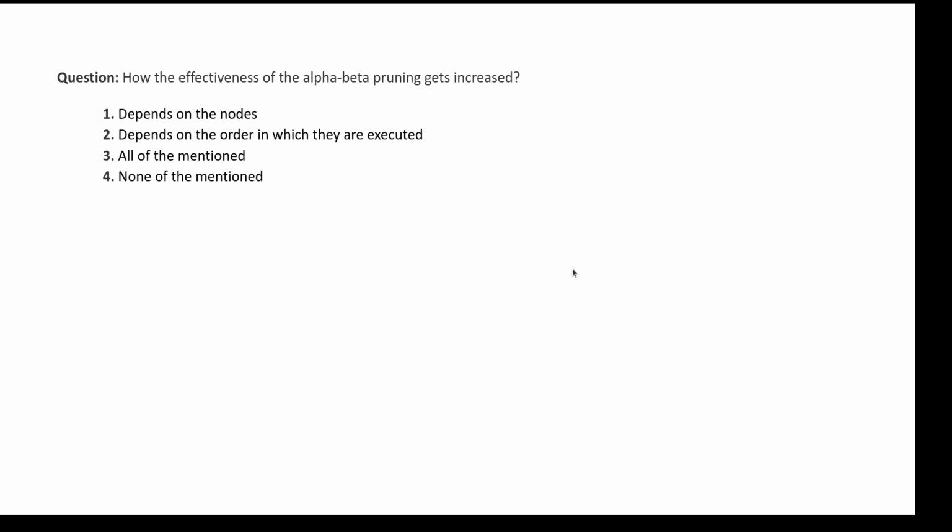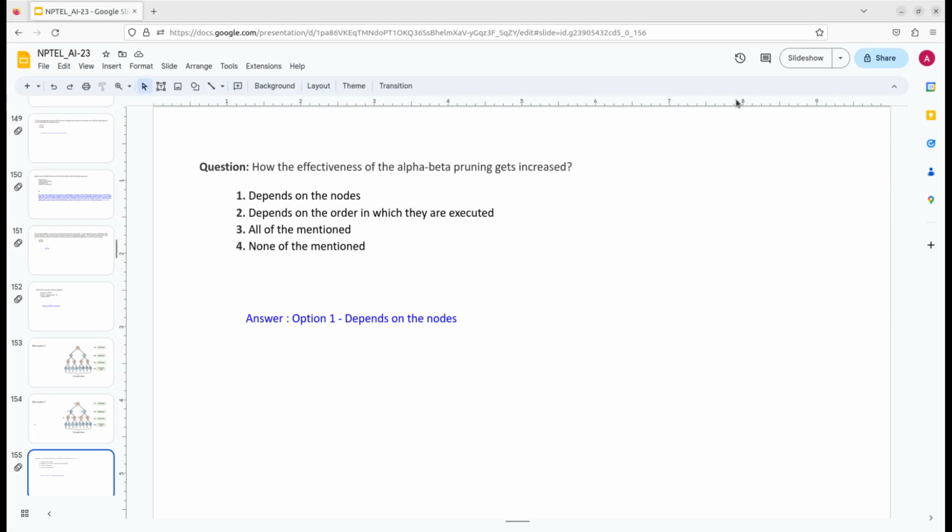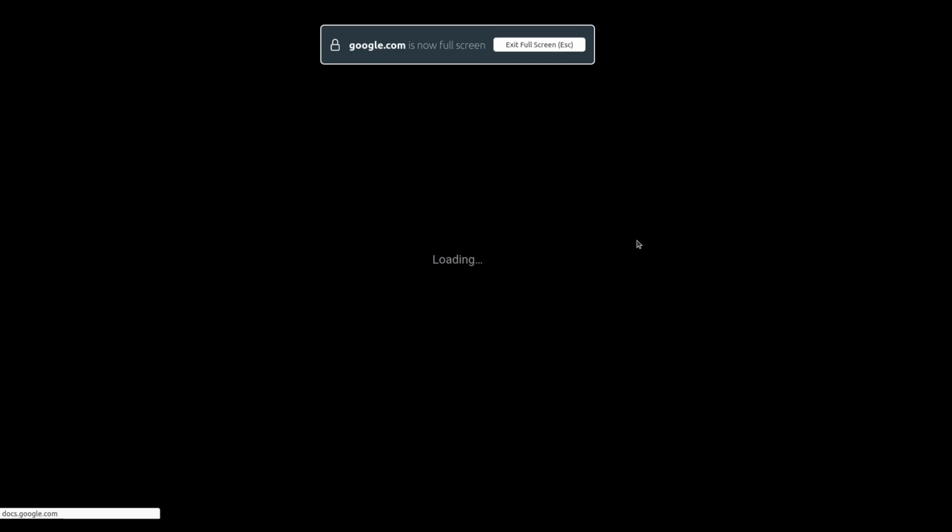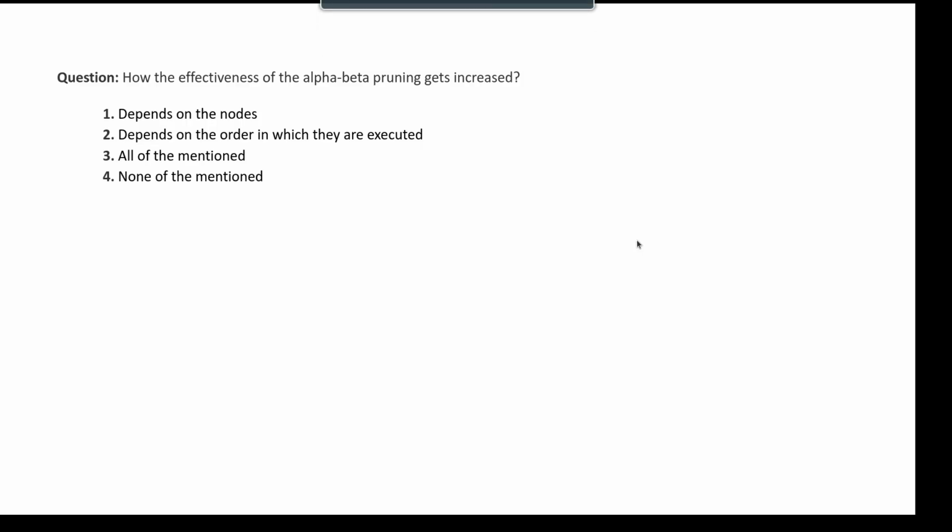Option A, depends on the moves. Option B, depends on the order in which they are executed. Option C, all of them, and option D, none of the above. So you need to say which one is where the effectiveness of alpha beta pruning depends. Just think for a moment.